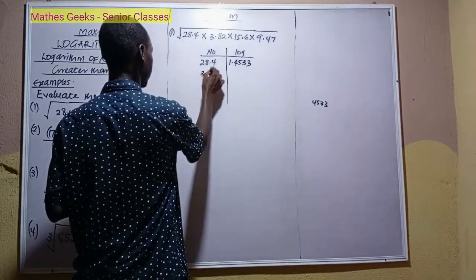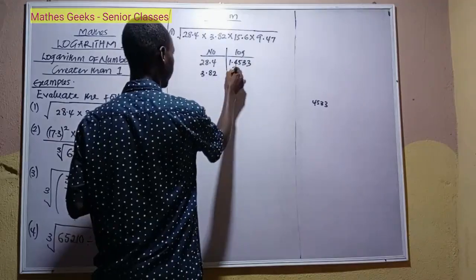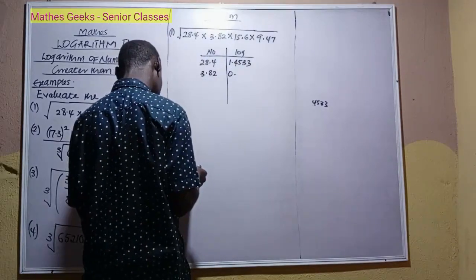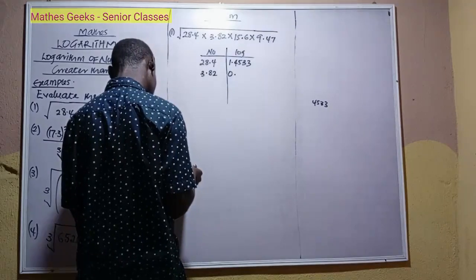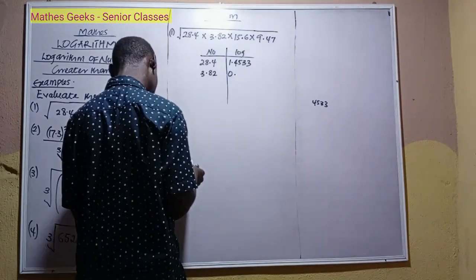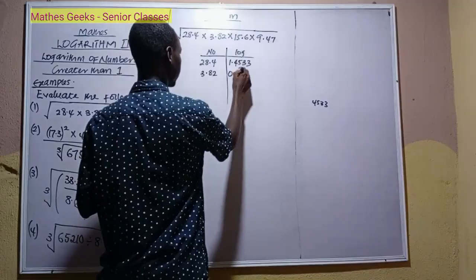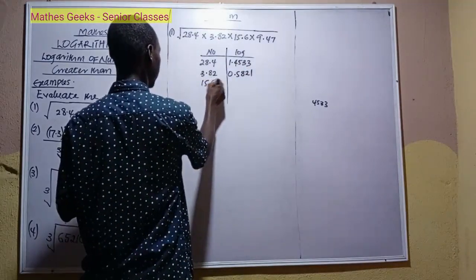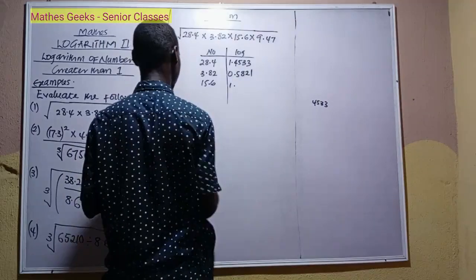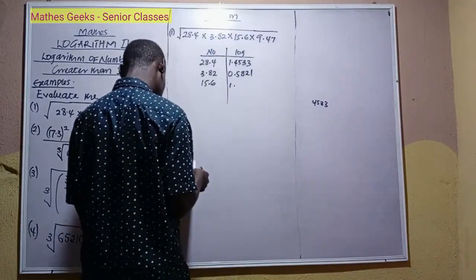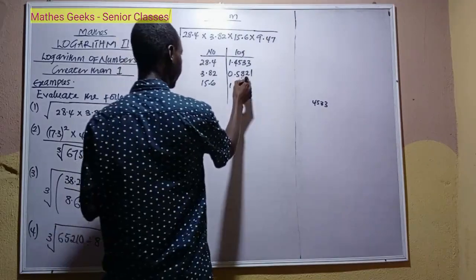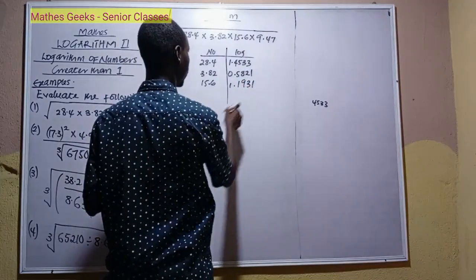3.82. Our characteristic is 0. 38 under 2 will give us 582. 15.6, that's characteristic 1. 15 under 6 is 1931.